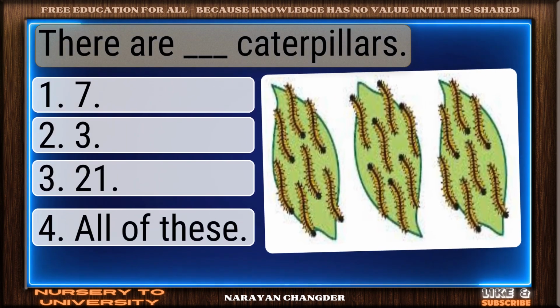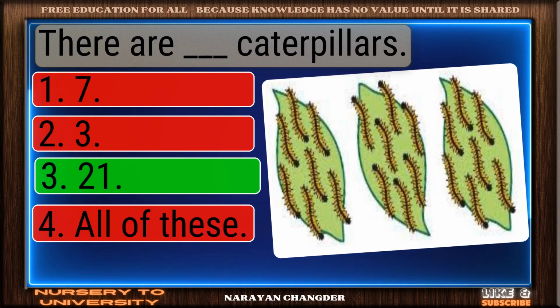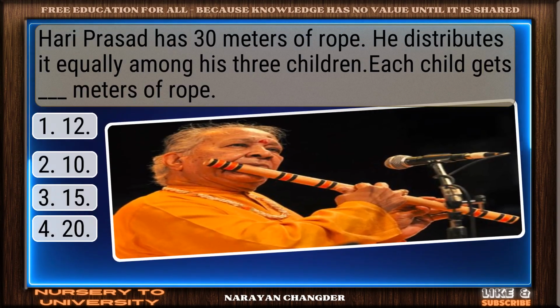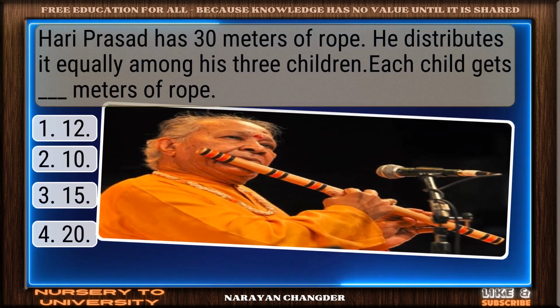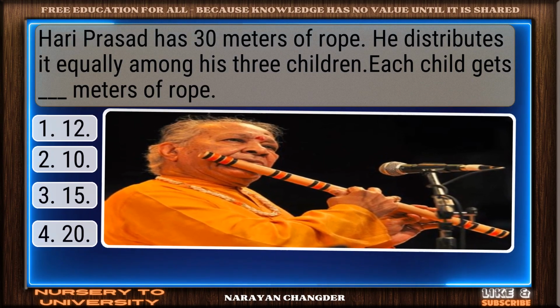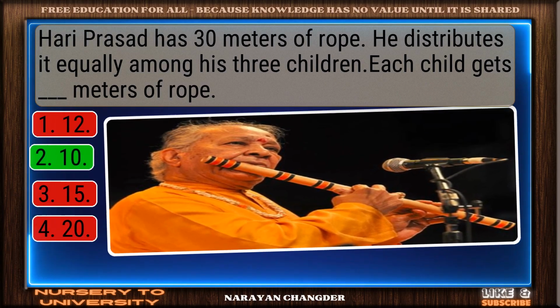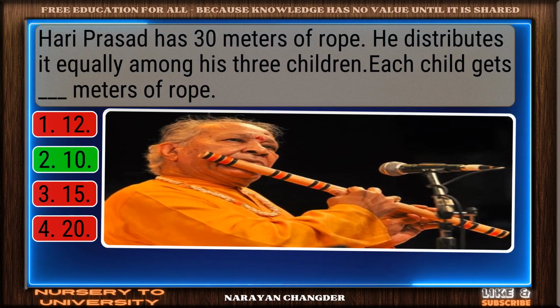There are dash caterpillars. Correct. 21 is the right answer. Hari Prasad has 30 meters of rope. He distributes it equally among his 3 children. Each child gets dash meters of rope. Good thinking. 10 is the right answer.